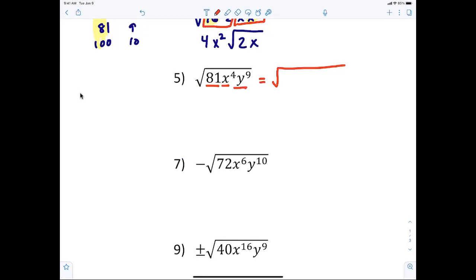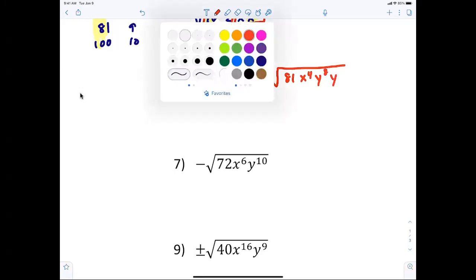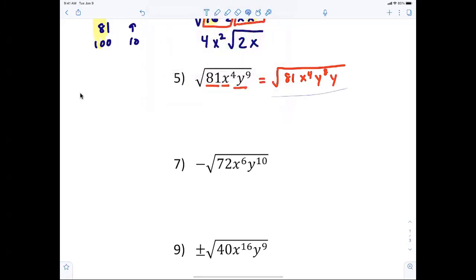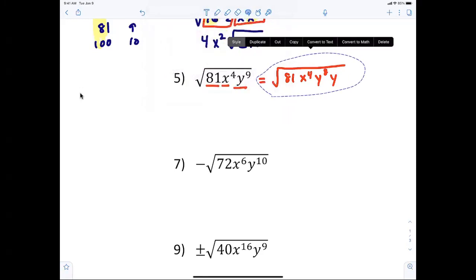Later you'll be able to just look at this and tell me the answer. There will be no work on the side. But right now I'm training you to see the work. So right now I need everybody to write down 81. That's a perfect square. X to the 4th is a perfect square. Y to the 9th will break down to y to the 8th times y. Everybody with me on that? Yeah.